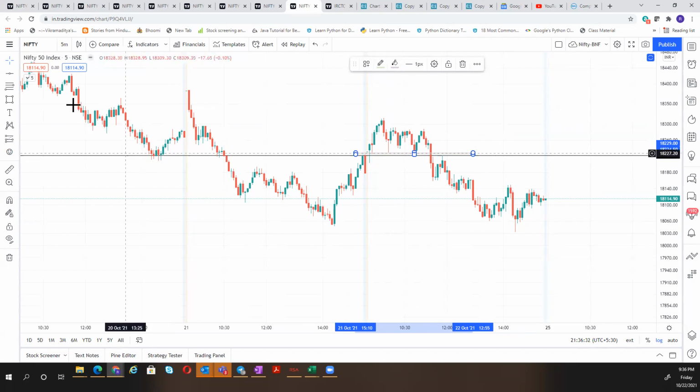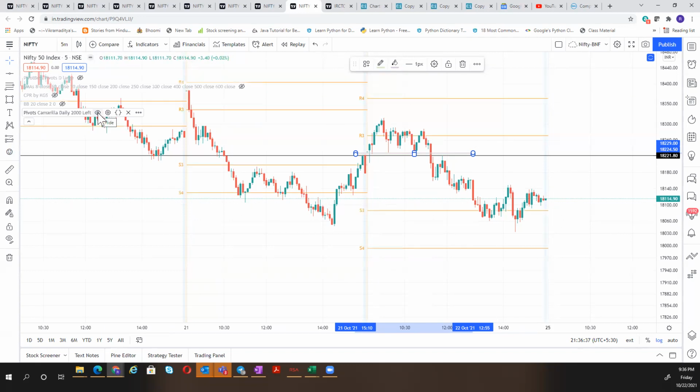Now, this is where the pivots come into the picture. What are we talking about? We're talking about Camarilla pivots, right?